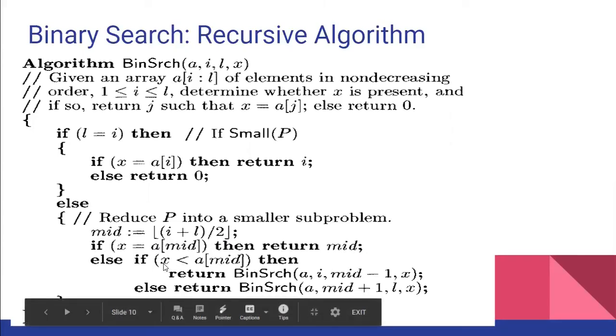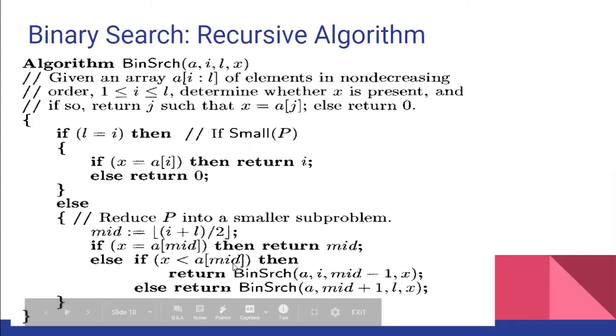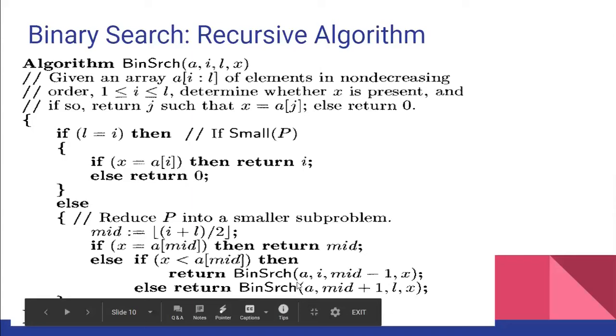If the element to be searched is lesser than A of mid, then you are focusing your search in the first half. The array A, I is the starting index, mid minus 1 will be the last index and the element to be searched. Else, if X is greater than the middle element, you will be focusing your search in the second right half. That is A, mid plus 1 will be the starting index, L will be the last index and the X. So this is the simple recursive algorithm of binary search.